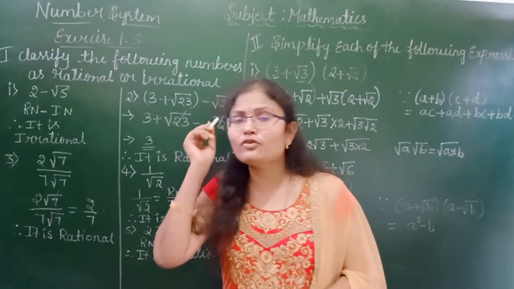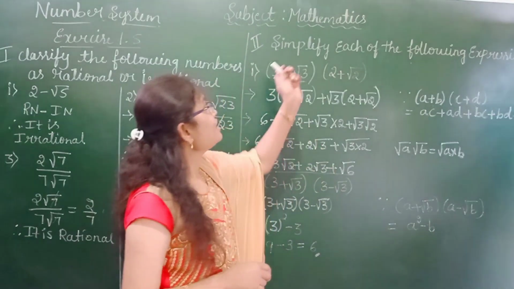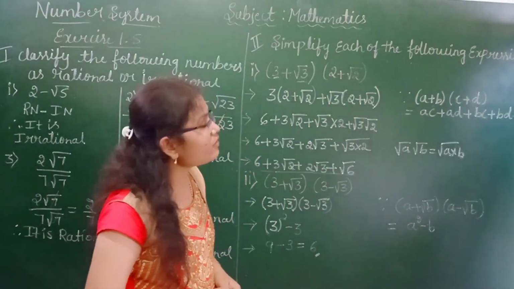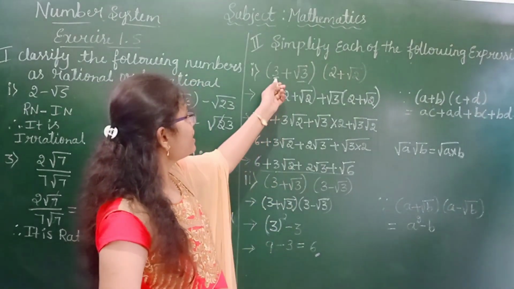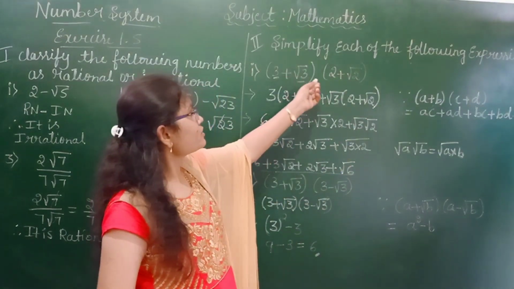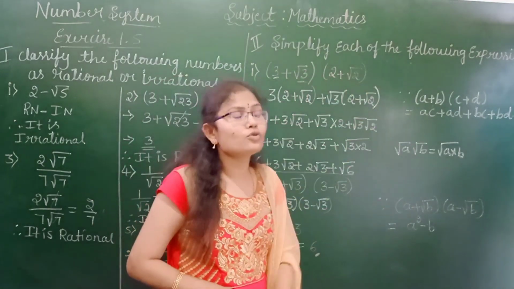Now next we will move on to the second main question. You can observe here: simplify each of the following expressions. The first problem they have given is 3 plus root 3 into 2 plus root 2.